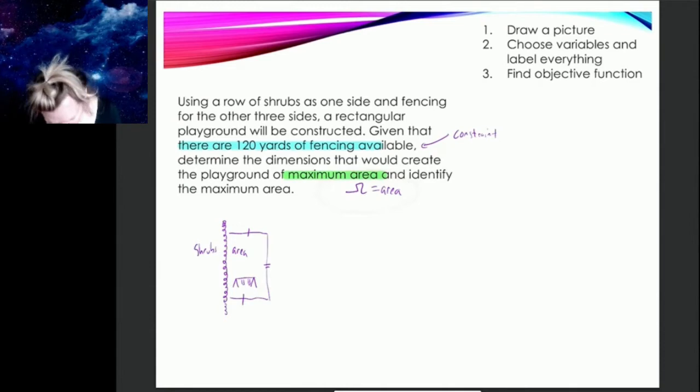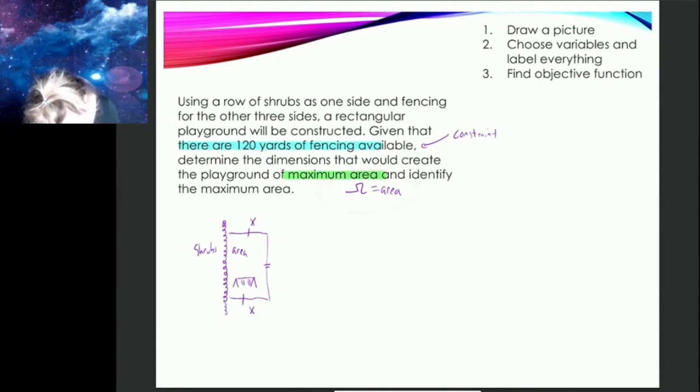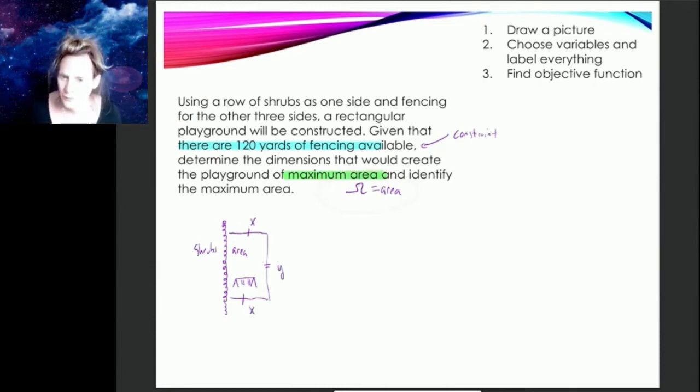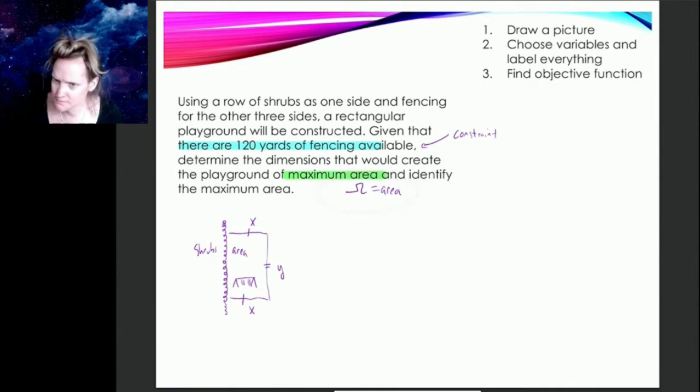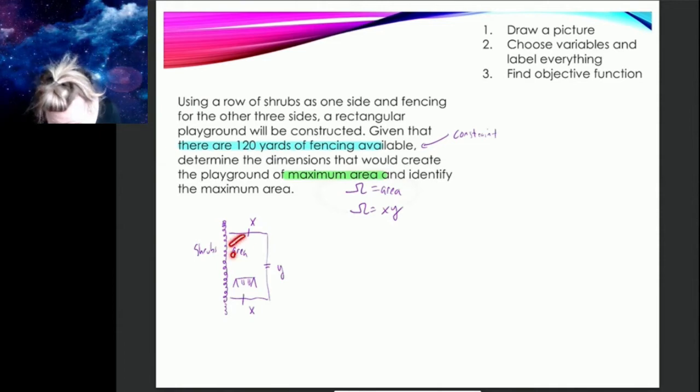So choose labels. We're going to choose those to be X and Y. We could let them be A and B, or W and H. What you call them doesn't matter. I'm using X and Y. I know that omega is X times Y. The product of those is the area inside that rectangle that I'm hoping to compute.